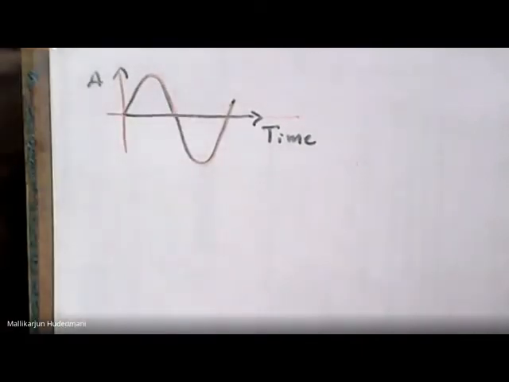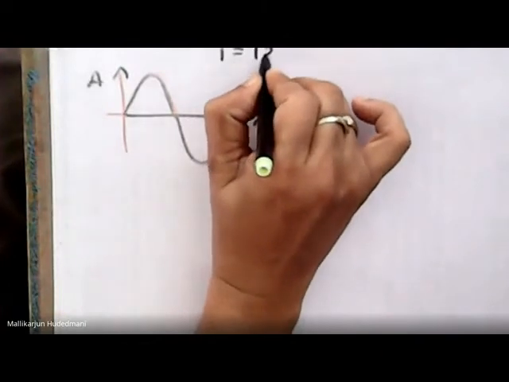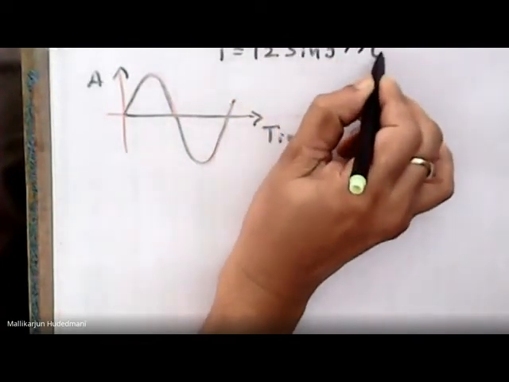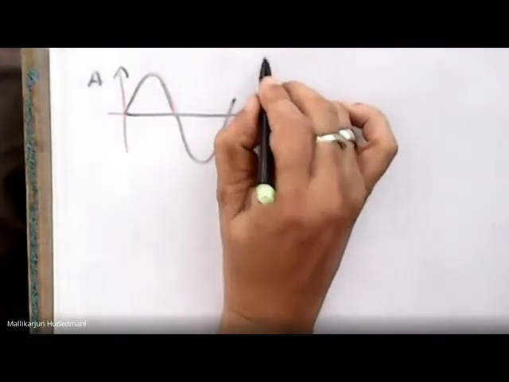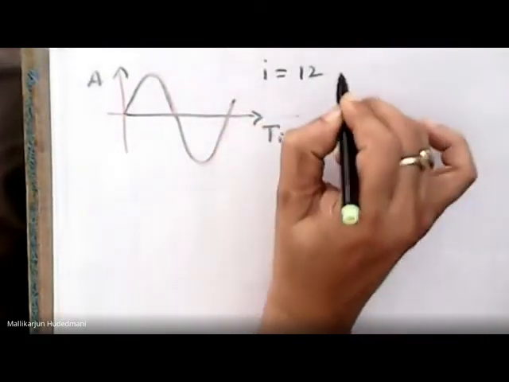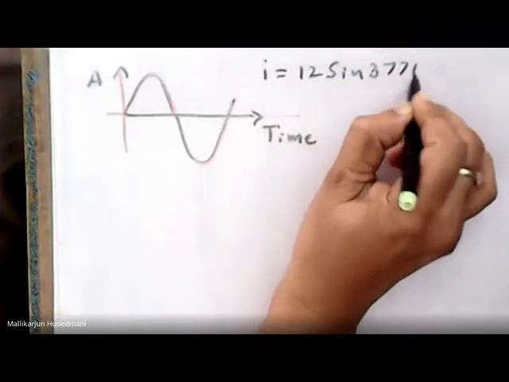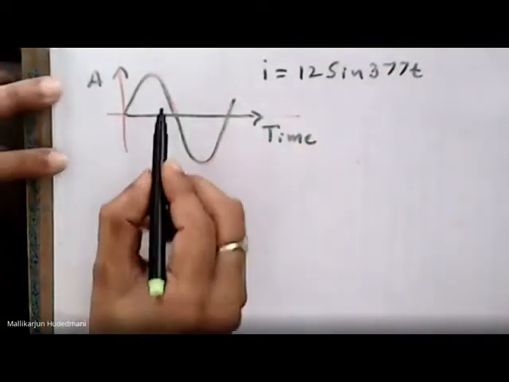Correct? Now this is i equal to 12 sine 377t, the given expression. Let me make it a little lower, not visible to you. So i equal to 12 sine 377t. Correct? Now let us see the nature of this wave.